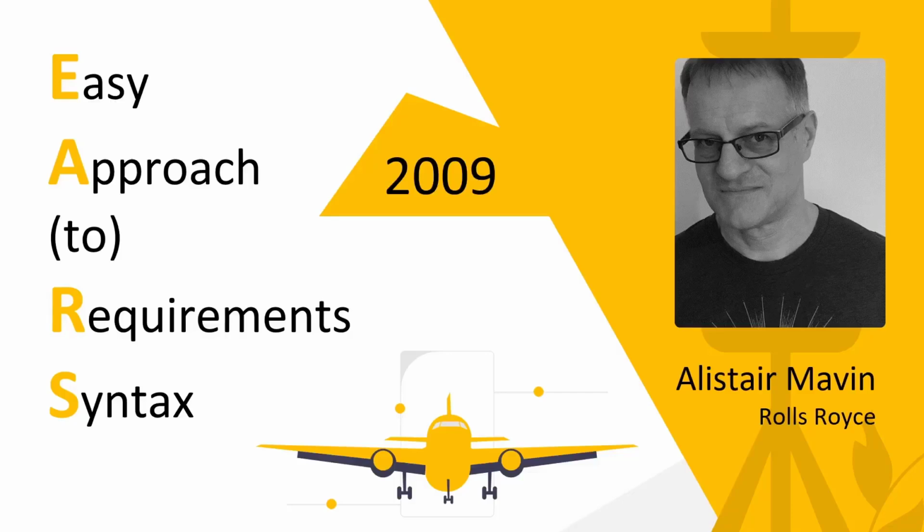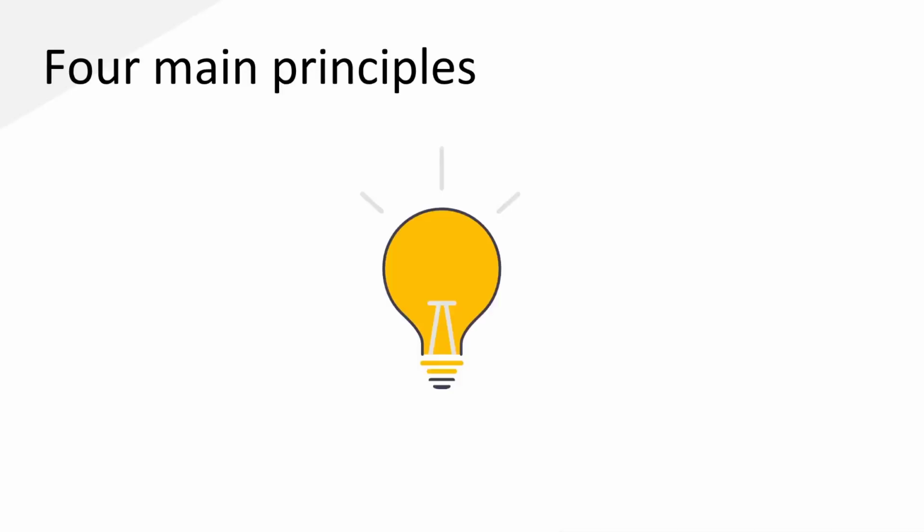To address these issues, we will learn about the easy approach to requirements syntax, or EARS. This method was developed by Alistair Mavin and his colleagues at Rolls-Royce in 2009 to improve the clarity, consistency, and understanding of requirements in complex projects, such as those in the aerospace industry. The EARS method is based on four main principles.